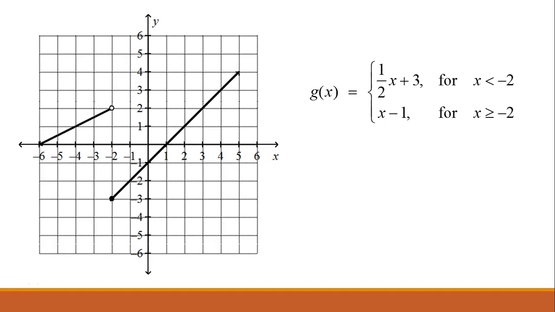And it's pretty clear from the graph why our function was discontinuous at x equals -2. That's where we had the jump in the graph. The two ends did not meet at a point where x was equal to -2.